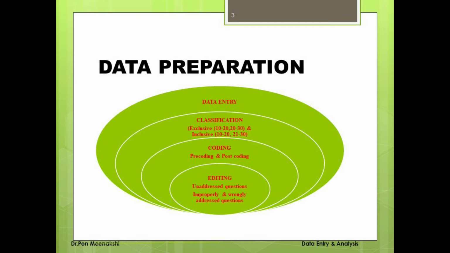Therefore, there are ample chances of getting unaddressed questions like income, age, property, relevant information. If 2 or 3 questions are unaddressed, then we can eliminate those questions. If the respondent has not at all answered an interval question, then we can take the midpoint as a response. This won't affect the result of your study.